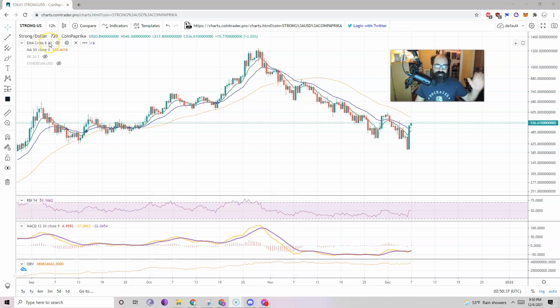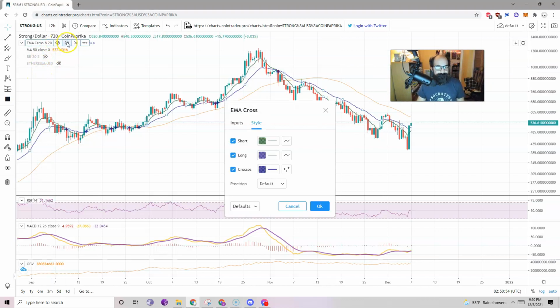So 8 EMA 20 just means it's the 8-day moving average compared to the 20-day moving average. 8-day is the short, 20-day is the long. And when the short crosses the long, it's either going to be a buy signal or a sell signal. So it's as simple as that, right?